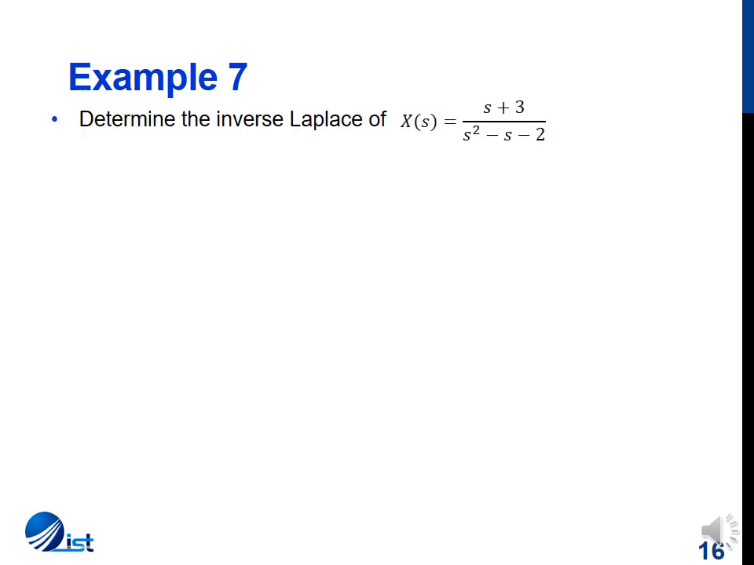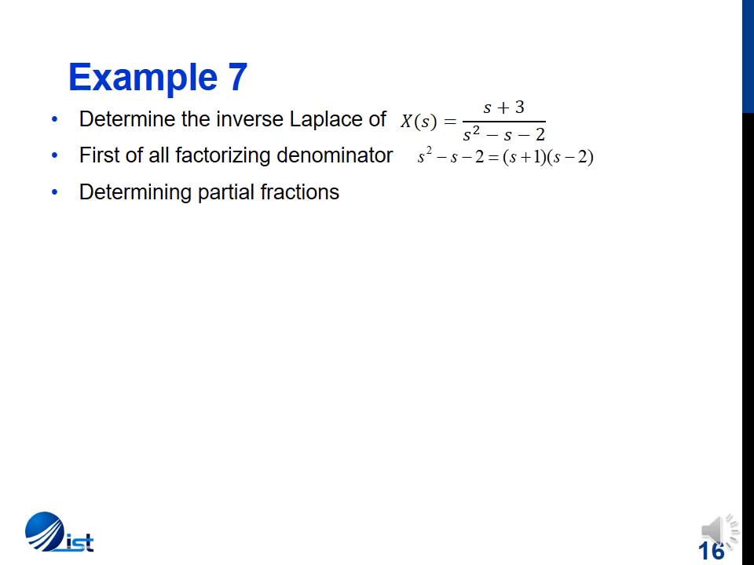So let's say we determine the inverse Laplace transform for x of s equals (s plus 3) divided by (s squared minus s minus 2). First step, factorizing the denominator. Once we factorize the denominator, we see that we can express it as the product of two factors. Second step, we'll determine the partial fraction expansion.